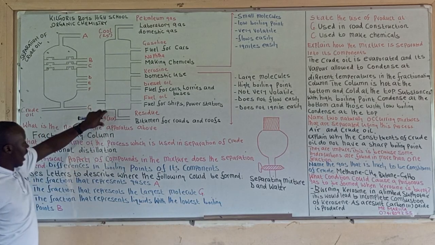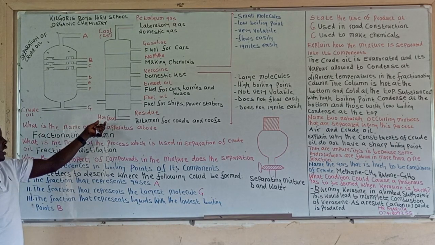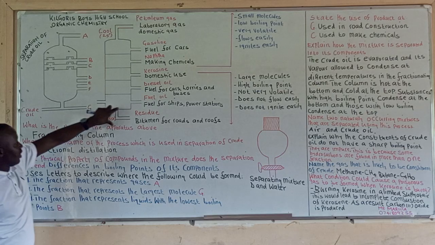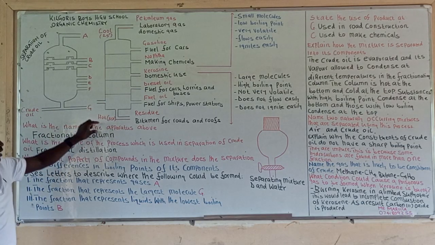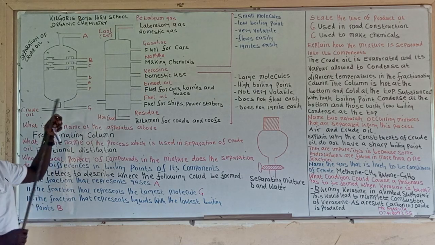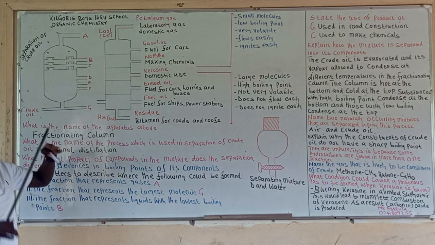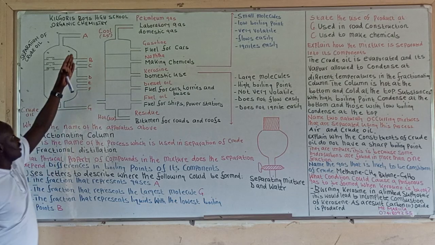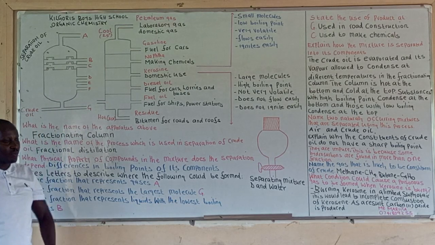At the bottom here, the temperature is very high, so this part is very hot. In fact, the temperature is up to 350. And at the top here, it is very cold. The temperature is very low, as low as 25 degrees.